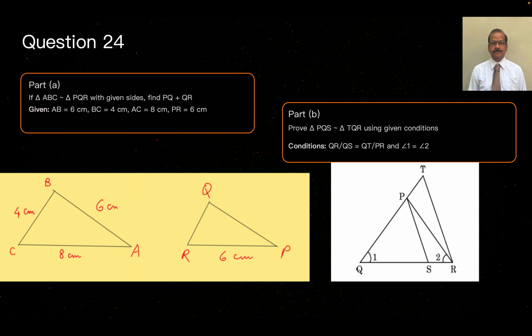Now, whenever two triangles are given to be similar, we should follow the same sequence of vertices. Therefore, wherever A starts, there P should come in the corresponding triangle, and the sequence should be followed, ABC and PQR, either clockwise or anti-clockwise. Whichever direction you are following has to be maintained for both the triangles because they are similar. Now we can see that AC and PR are the corresponding sides.